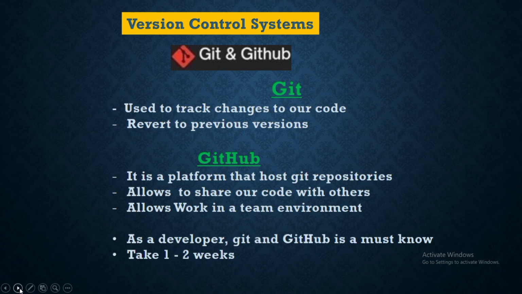Then we are going to be seeing about Git and GitHub. So Git is used to track the changes to our code and also to revert to our previous versions. That is Git. You get it? So we are going to learn to understand what is Git, what is GitHub. We need to understand Git. It is very easy to understand.